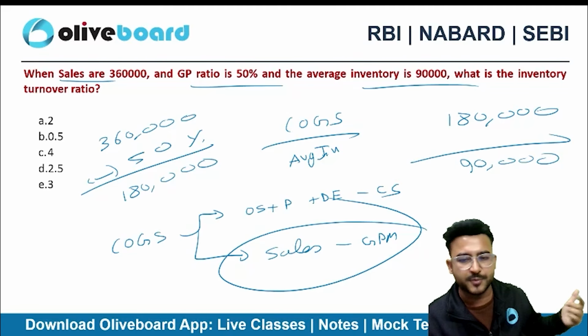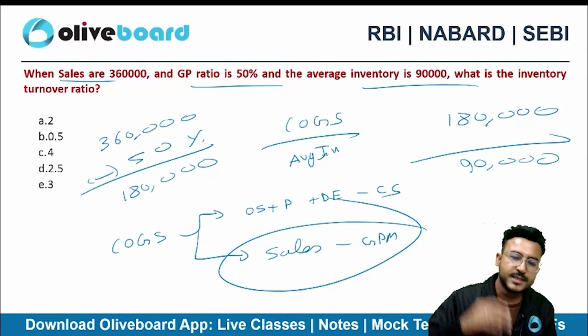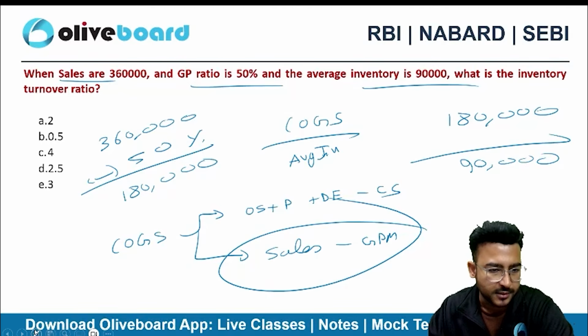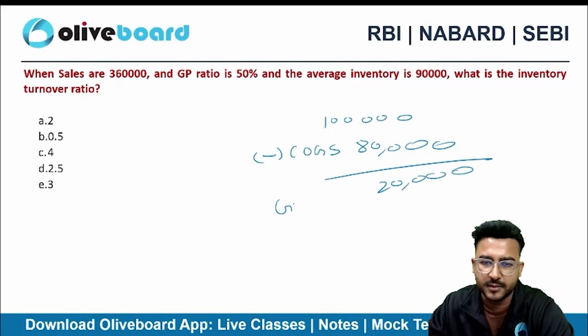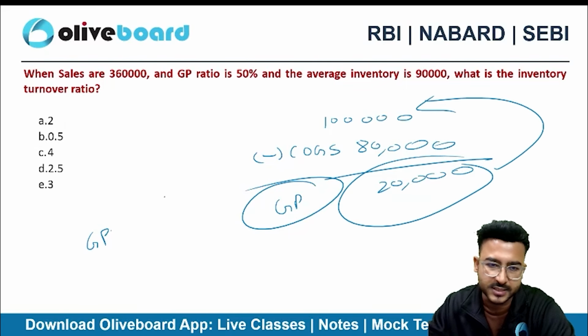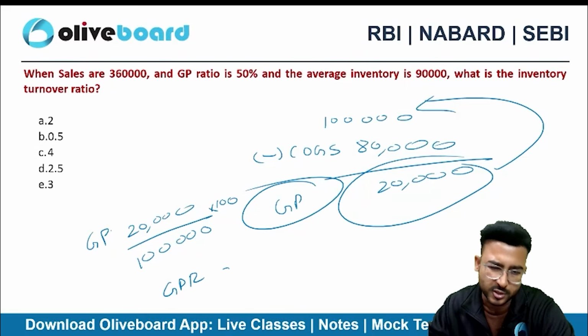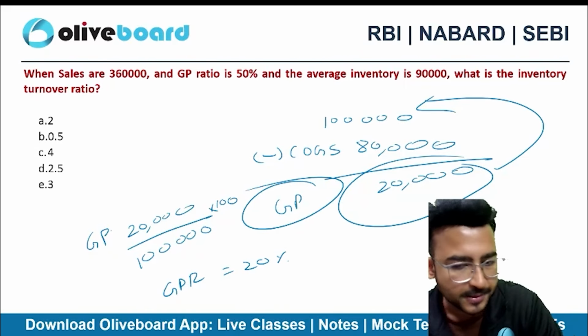GP ratio means gross profit ratio. Gross profit is nothing but sales minus my cost of goods sold. Sales minus my cost of goods sold is gross profit. Let's suppose my sales is 1 lakh rupees and the cost of the goods sold is maybe 80,000 rupees. So I can say 20,000 is nothing but my GP, gross profit. And gross profit ratio means gross profit as compared to the sales. So 20,000 gross profit divided by sales of 1 lakh rupees into 100. This will be my gross profit ratio or gross profit margin, which is nothing but 20%. Right?